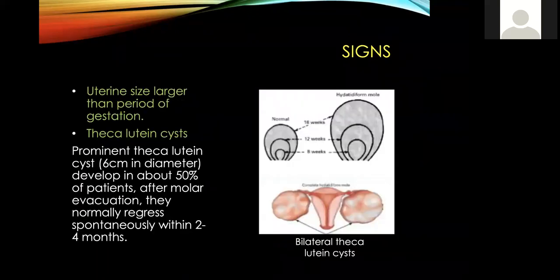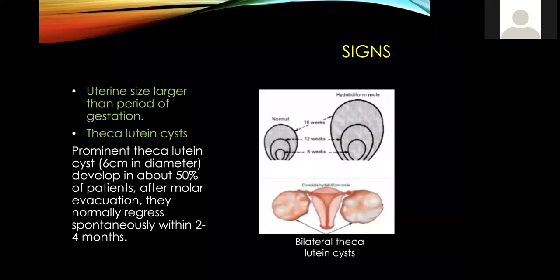So the signs, what are the signs? A beautiful picture on the right hand side shows the serial enlargement of the uterus at 8 weeks, 12 weeks and 16 weeks. But if you compare the hydatidiform mole, it is much more. It's a large for dates uterus.